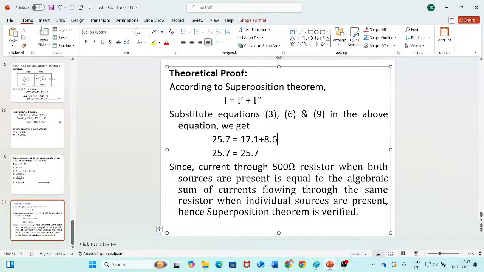Someone has mentioned a question. I'm unable to understand. Can we just add the voltages? Something. I didn't understand the question. What do you want to ask? I'm unable to understand.